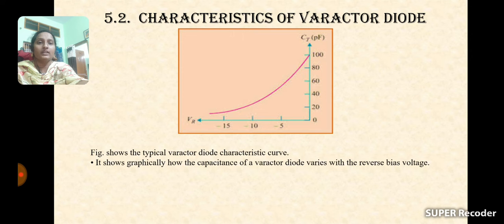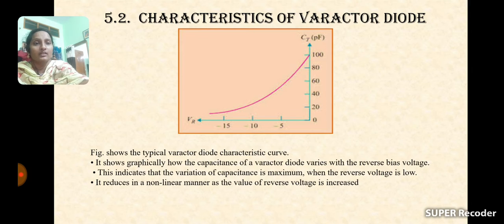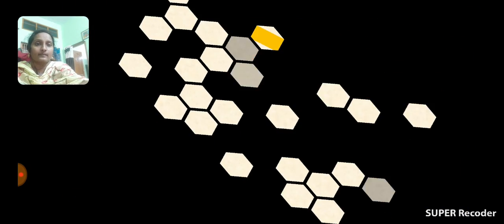And see here, while coming to the characteristics of the varactor diode. This is the curve that must be drawn between reverse voltage and capacitance. So, in the characteristics of the varactor diode, we will draw the curve between VR and CT. Here VR indicates the reverse voltage and CT indicates the capacitance.